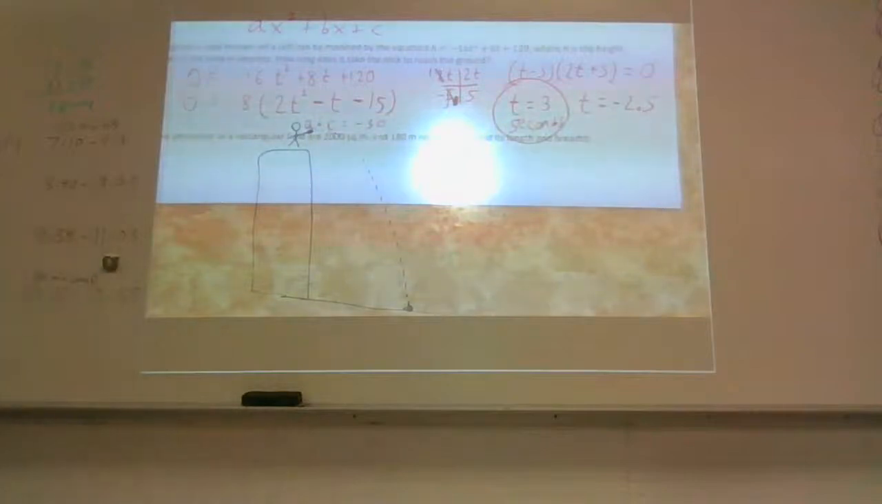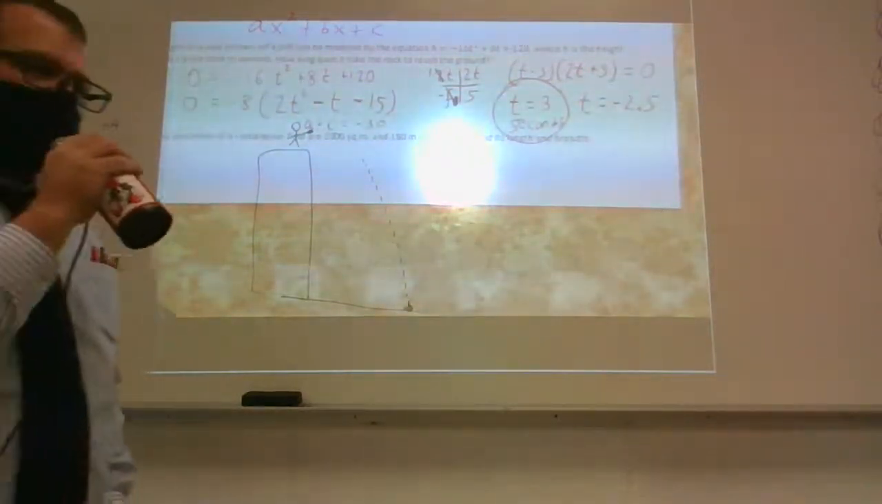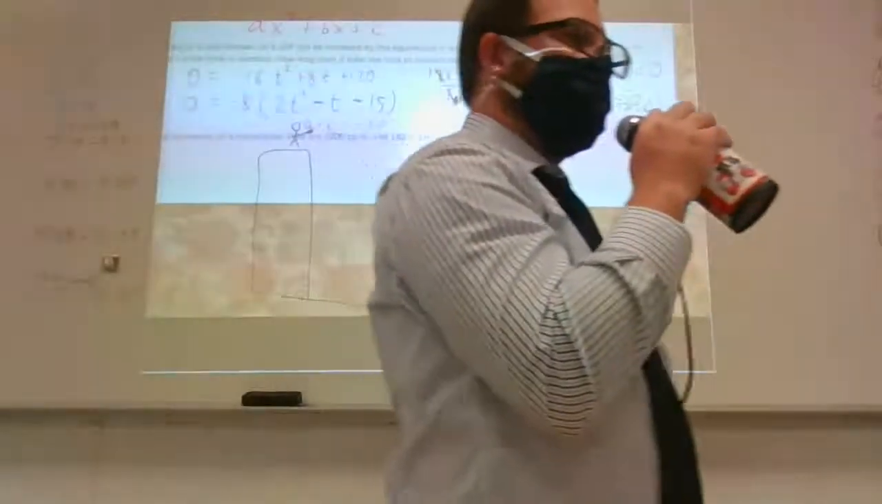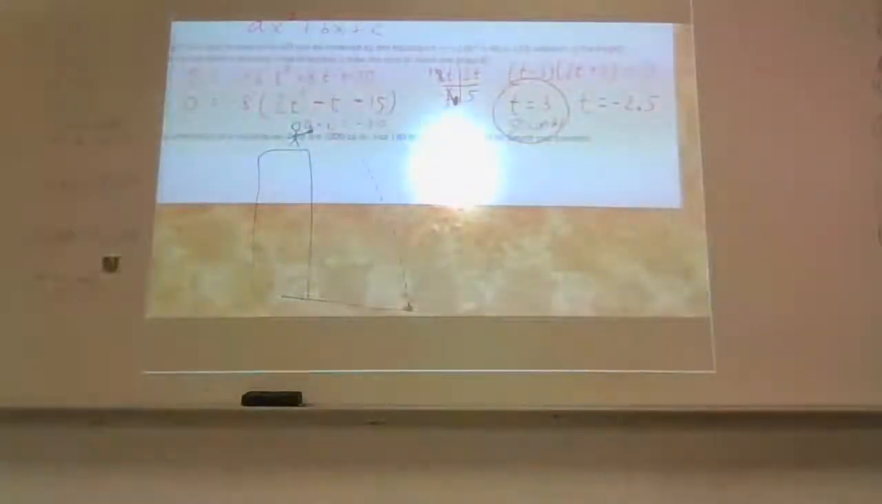Think back to geometry. It's a shape. It's a parabola. It's a U shape. What geometric property do all parabolas have? What happens if you split them right down the middle? What happens if you take a parabola and split it right down the middle? What property of geometry does that kind of show?